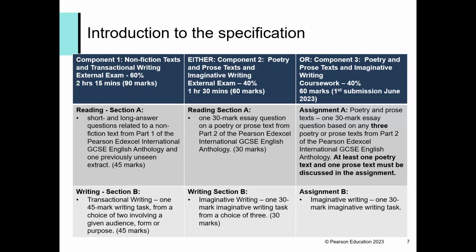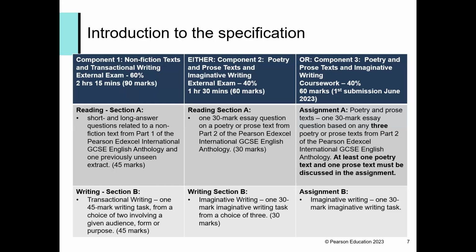And I'll be talking a little bit more about the anthology. But there are 45 marks for the reading questions 1 to 5, and then students have a choice of 2 questions for writing. It is transactional writing. They choose one of those 45-mark writing tasks from that choice of 2, and they know about the audience, form and purpose given to them in the question. So everybody does component 1.